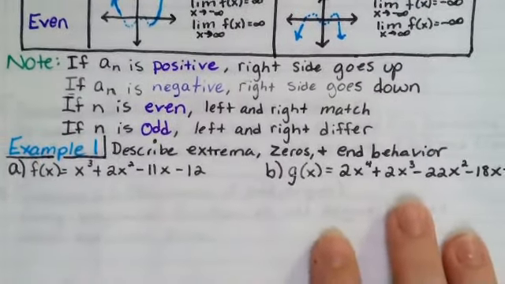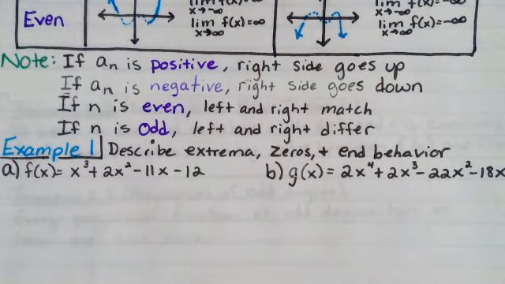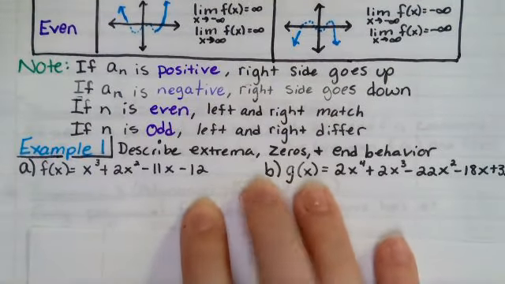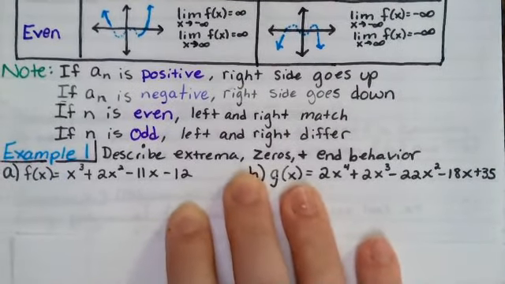All right. We're going to do an example down here. And all they're asking is to describe the extrema, the zeros, and the end behavior. Guys, we do not need a graphing calculator to answer this kind of question.